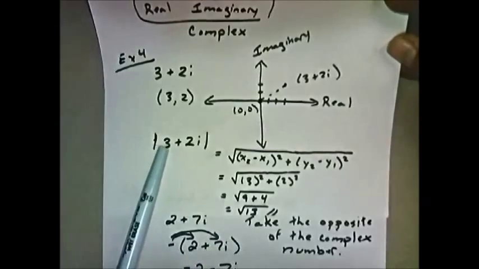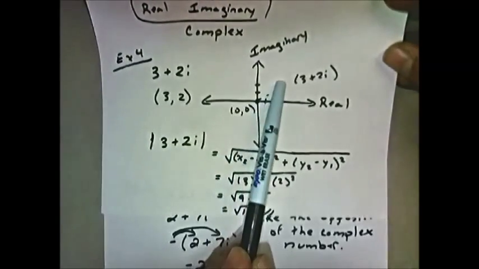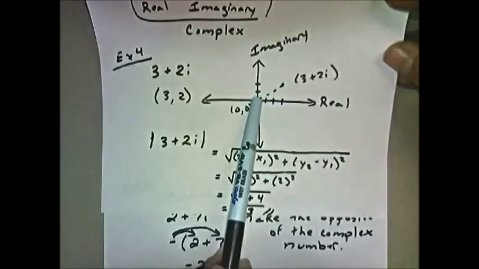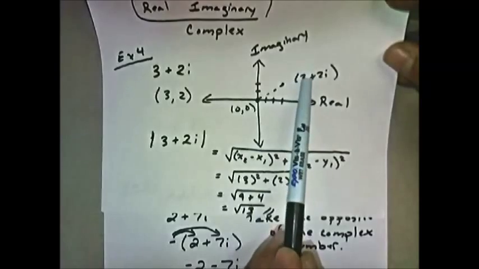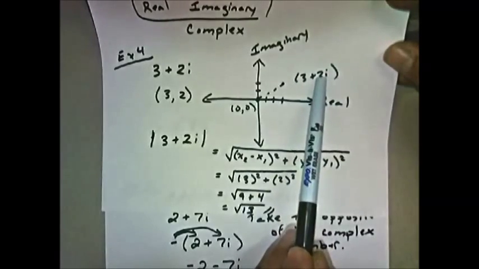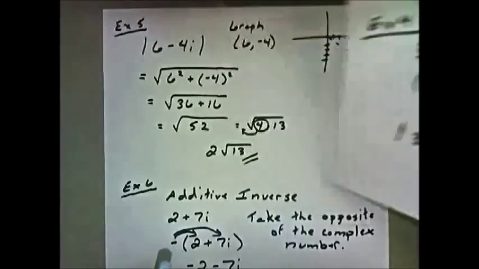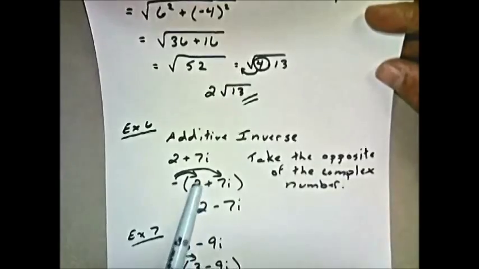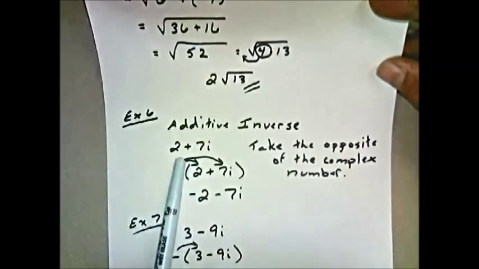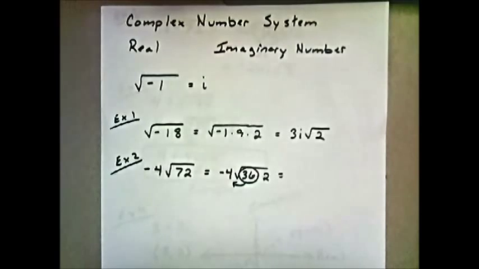And then we looked at the absolute value by looking at the distance our point was from the origin, or just simply taking the real number squared plus the complex number squared, taking the square root of that. And we also looked at the additive inverse by simply taking the negative of the complex number. And that concludes our complex number system.